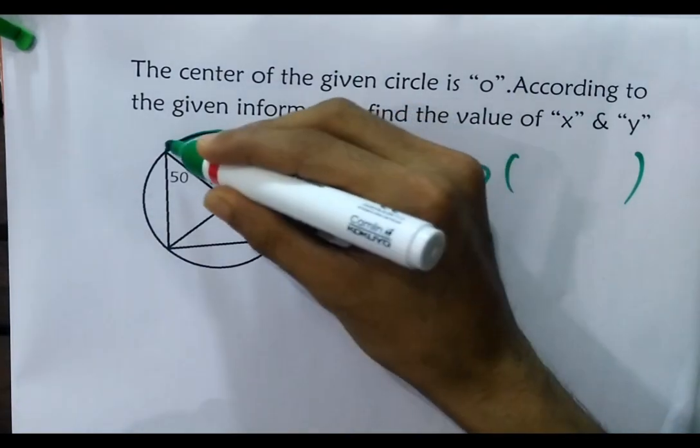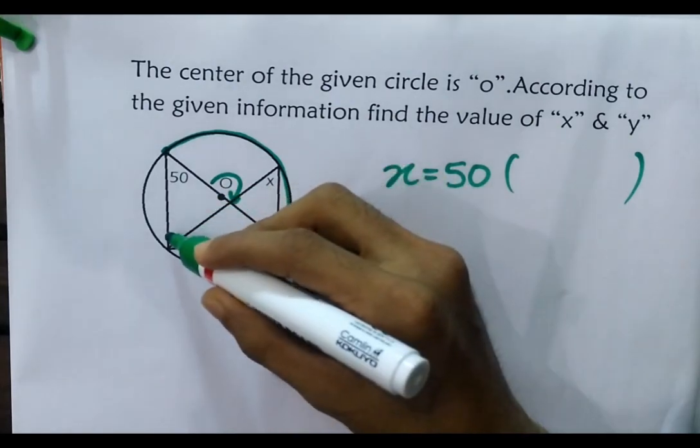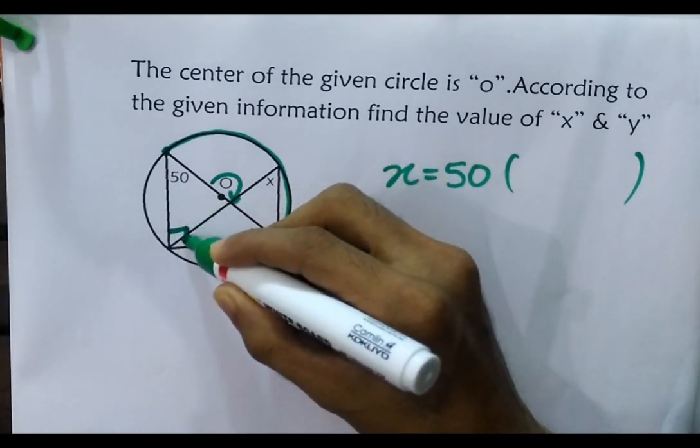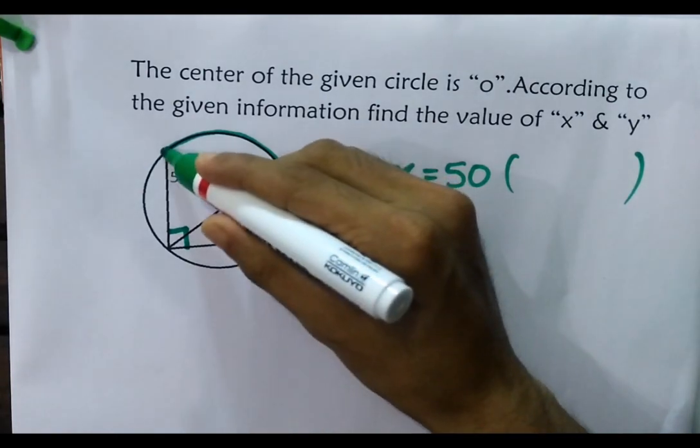Okay, by the same arc, the angle subtended at the center is twice the angle subtended on the circumference. That means this should be half of that. That means it's 90, by the same arc. Okay, now fine.